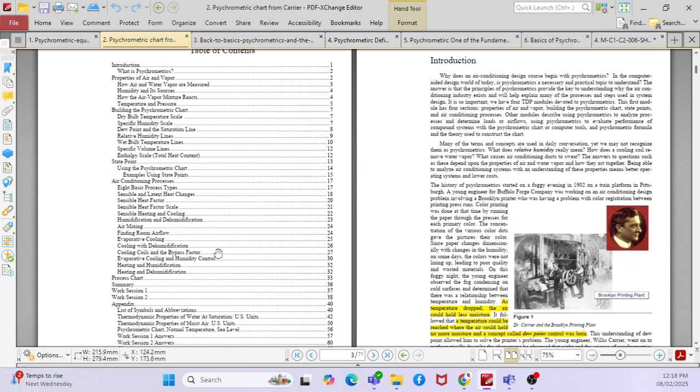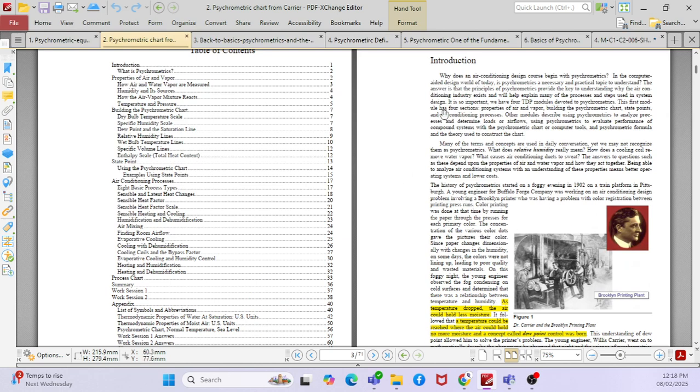Remember when you design the AHU, you have air mixing, like outside air and return air. When you have mixing, what will be the temperature? Then finding room airflow rate, evaporative cooling and dehumidification, cooling coils and the bypass factor, evaporative cooling and humidity control. So these are all the things given in this particular guideline.